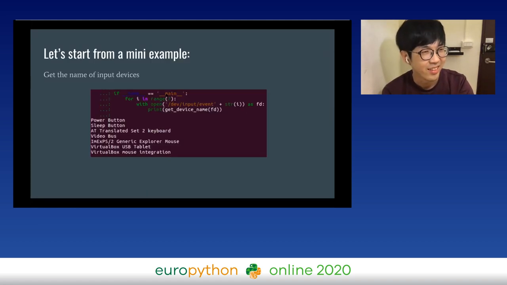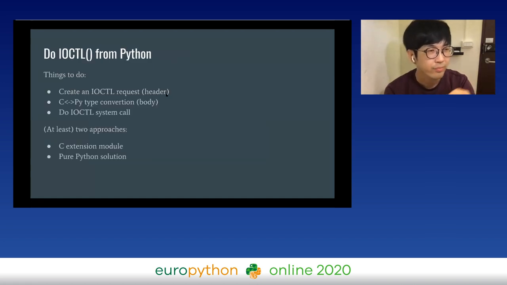Let's get started with a mini example. In this example, we use IOCTL to get device names. Two buttons, keyboard, mouse, and some virtual bus simulator devices. That's what I have on my computer. To achieve it in Python, there are three common criteria we have to meet.